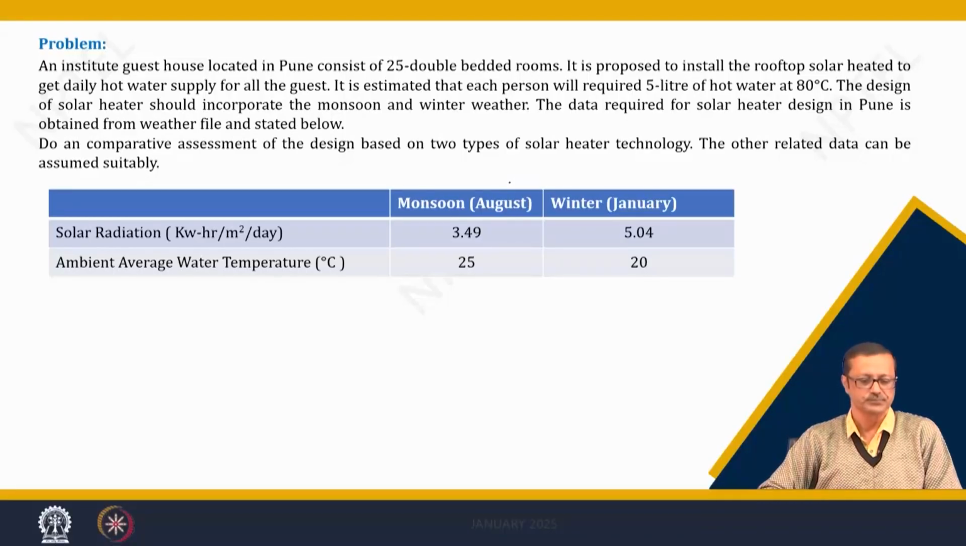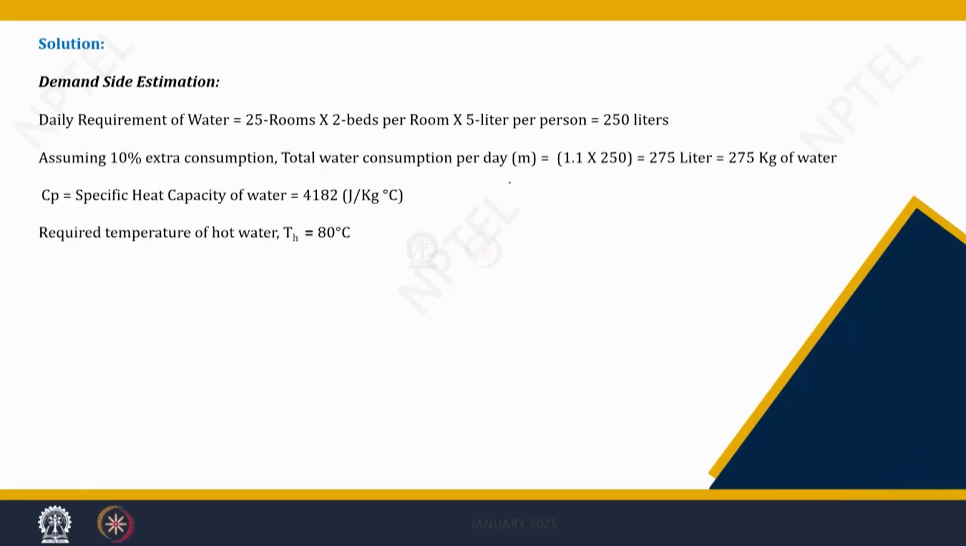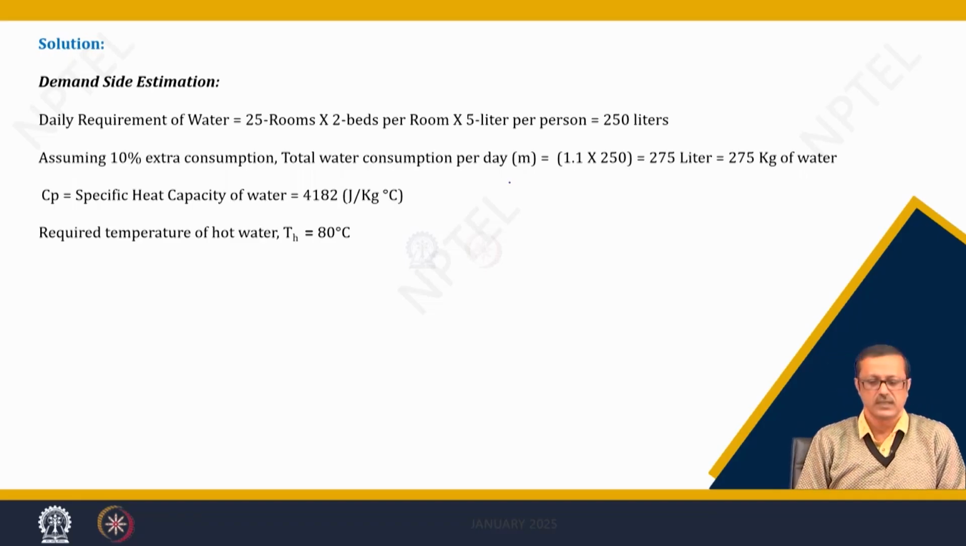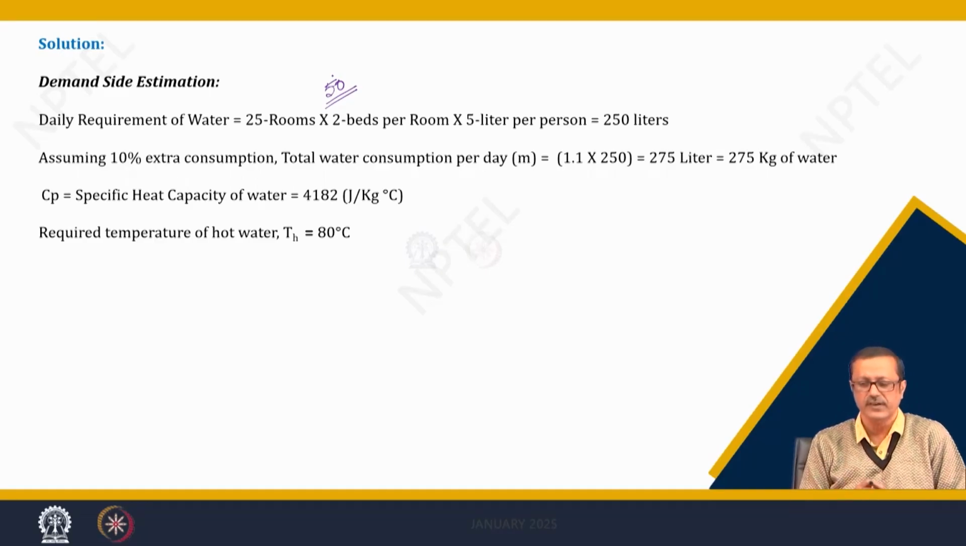So, I have to do a comparative study or assessment based on which type of technology I am going to use, FPC or ETC, and we have to definitely assume some further suitable data. So, let us go with the demand side. What is the demand? I have 25 rooms, 2 beds, so in a full house condition I have 50 guests, and 5 liter per person per day gives me 250 liter.